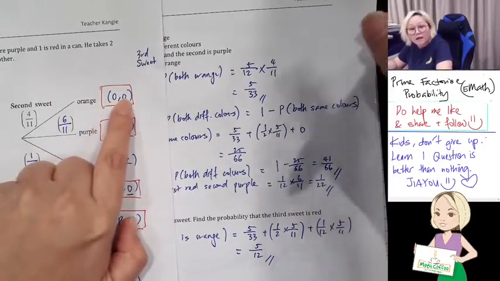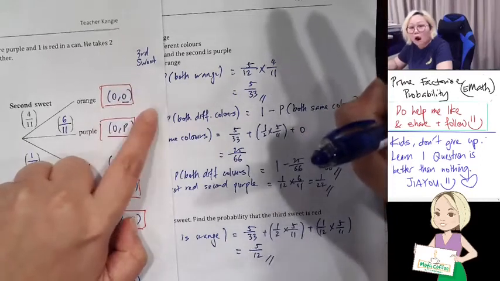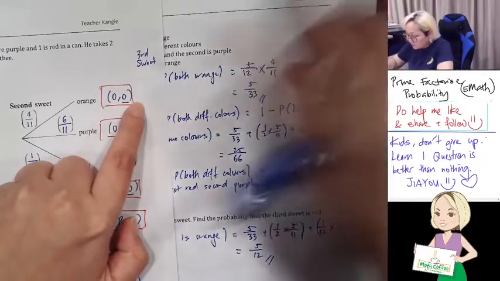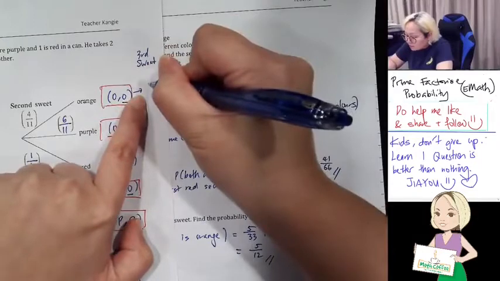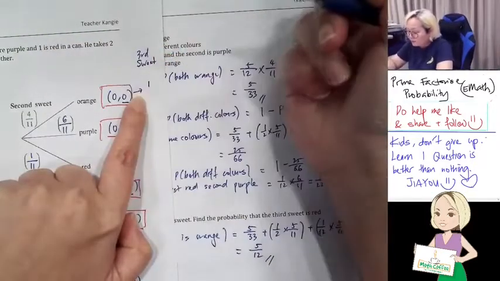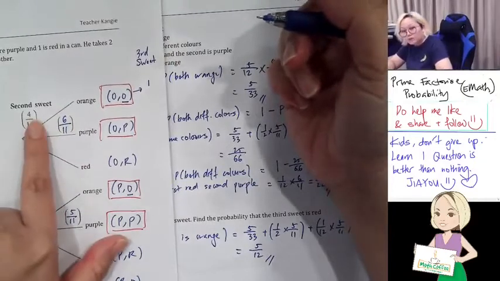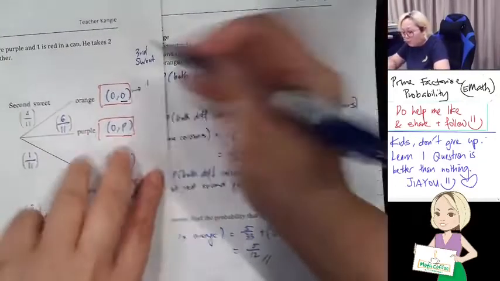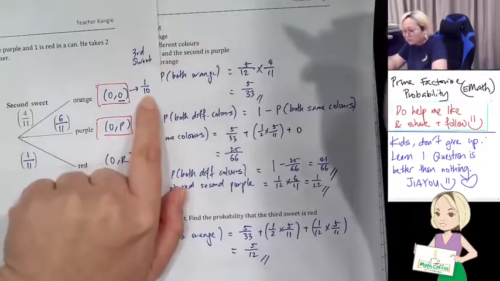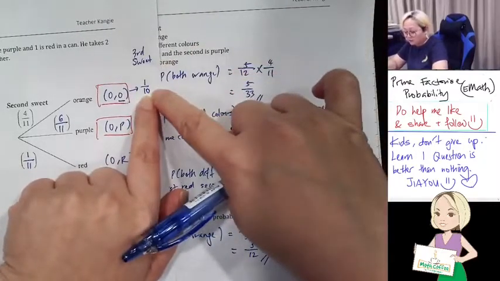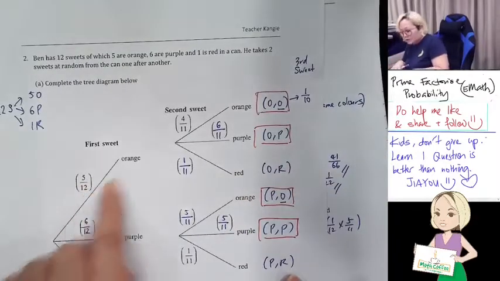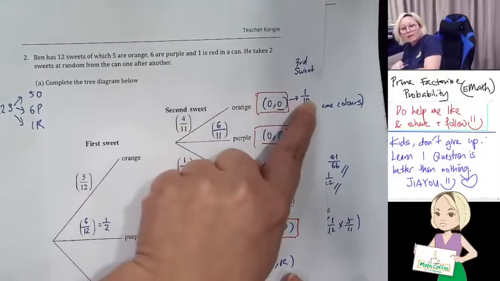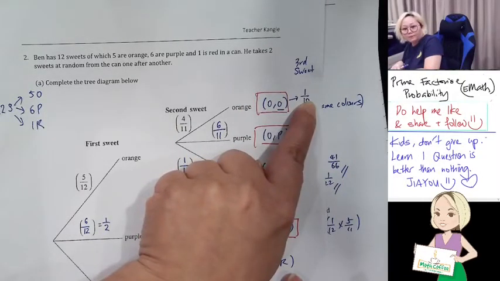Okay, so let's see. So this is OO, right? So if the third sweet is red, it's OOR, agree? So if it's OOR, just do this. I just need to come out and say, my red, because I never take red at all, it will be 1 out of how much? See, I already took out 2 sweets. So my total is 12 minus 2. So it's actually 1 out of 10, agree? I just need to branch out 1 out of 10. So to get OOR, it will be 5 out of 12 times 4 out of 11 times 1 out of 10. Understand?